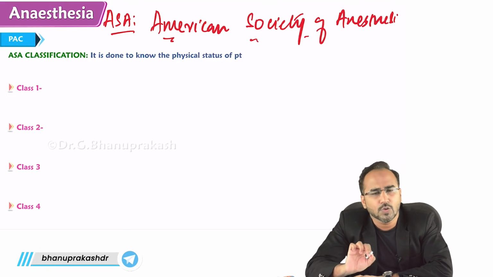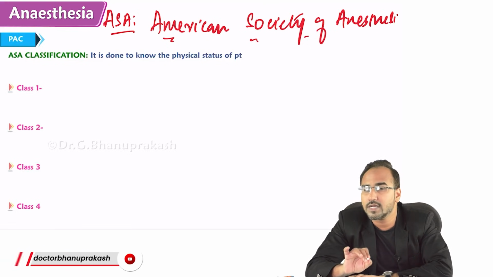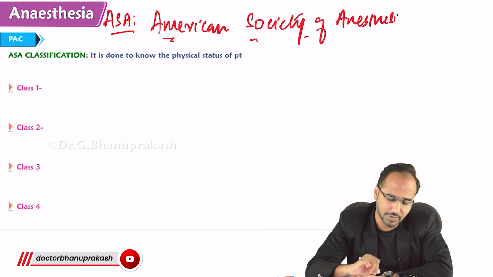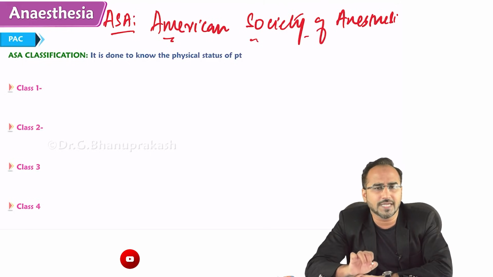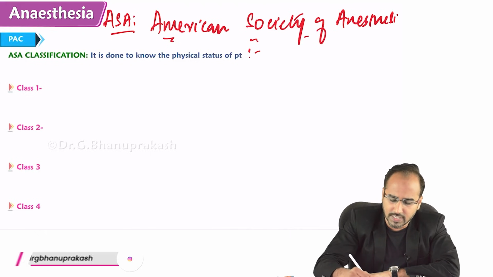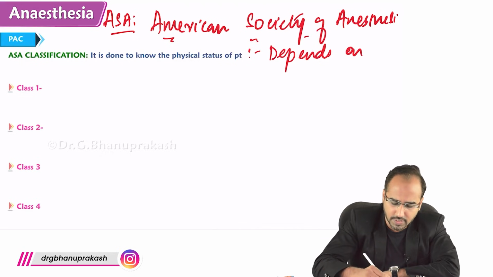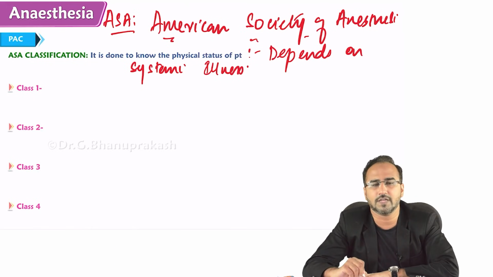Basically, after doing the PAC, you give a certificate or fitness to the patient that you are fit to undergo what? It's not surgery which is coming to your mind. You are fit to undergo anesthesia, right? Now, after completing the whole PAC, you give the certificate. This ASA classification depends on the systemic illness the patient is suffering with.